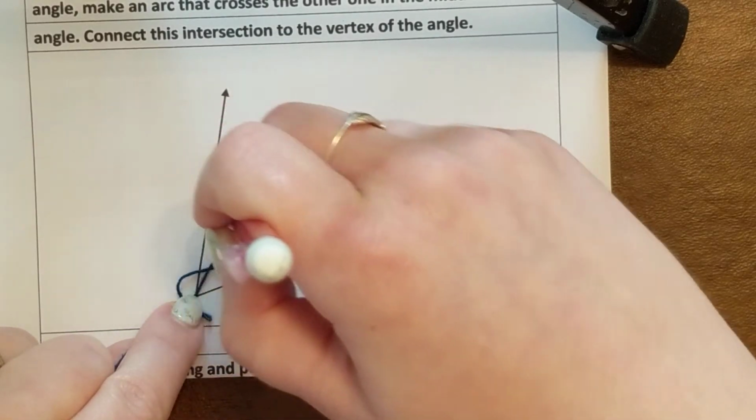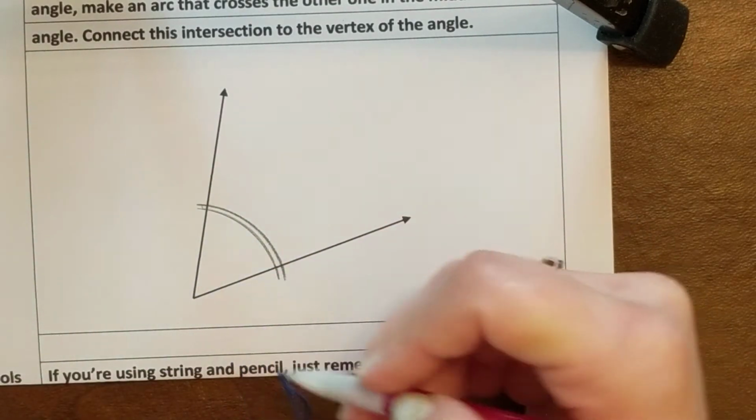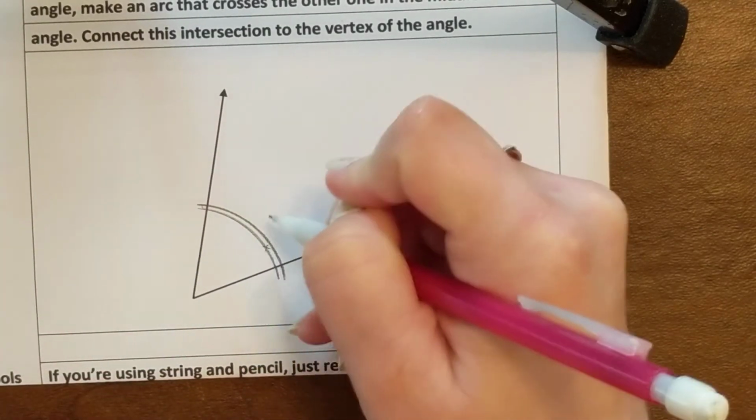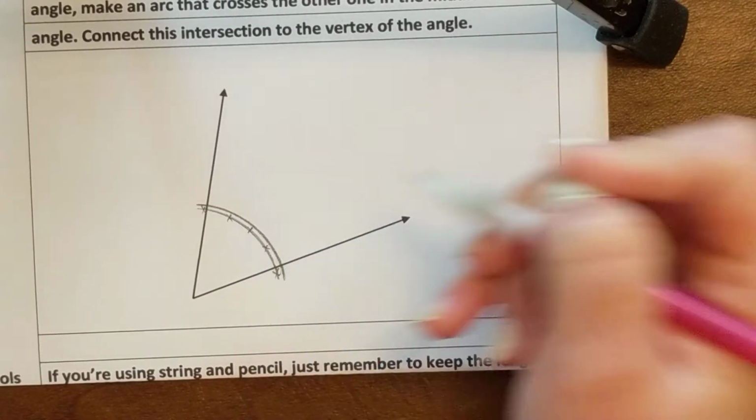My string is moving around. I'm going to go with that second arc. I'm going to trust that one a little bit more than the first one. To show that I'm trusting that one, I'm going to put little X's through this one, just to show that I'm not considering that one.